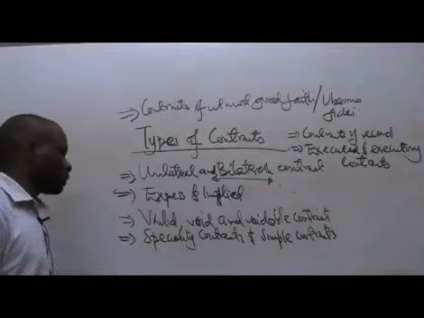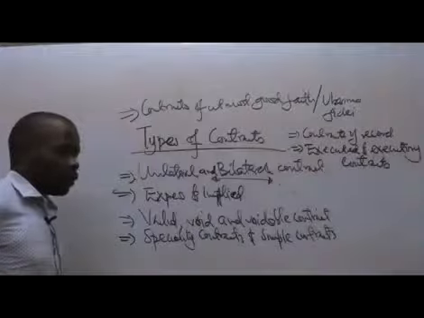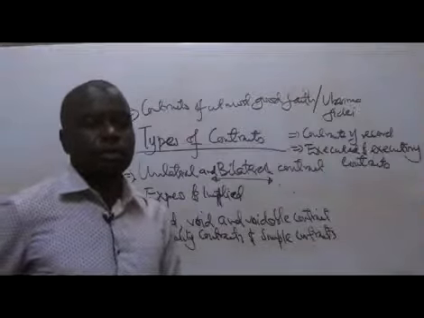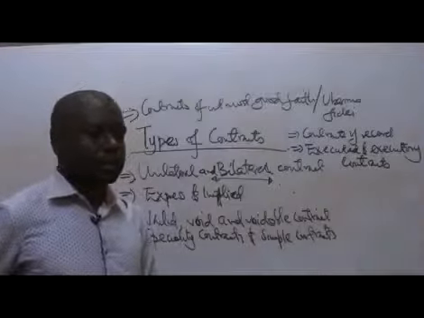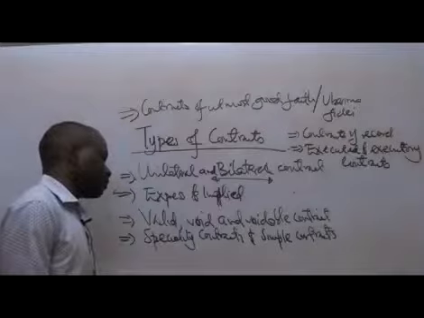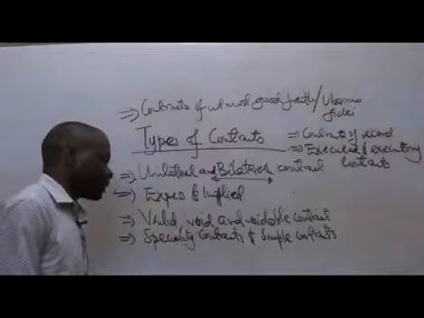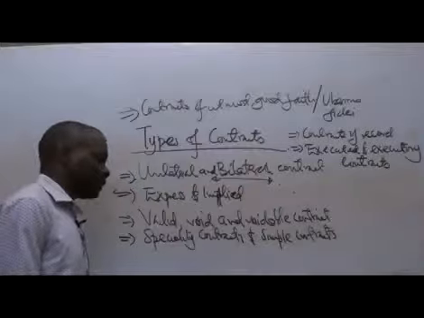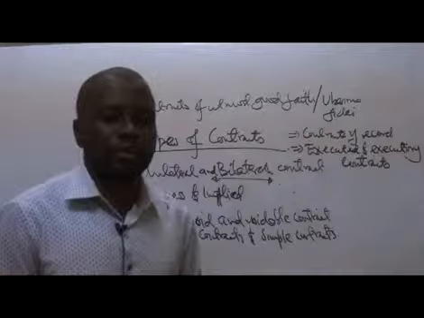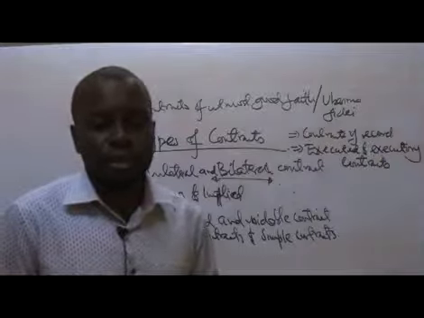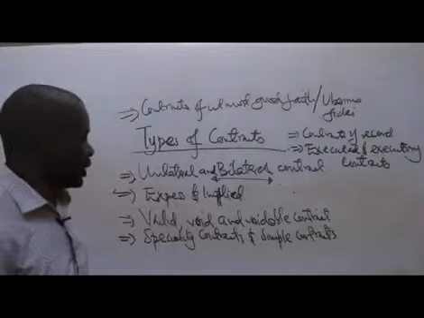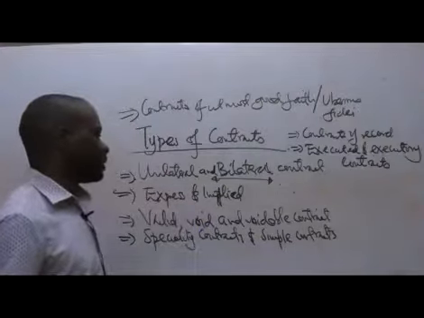So a valid contract is one that meets all the essential elements of a contract. So if all the essential elements of a contract are actually present, such a contract can be termed as being a valid contract. Void is the opposite of valid. It doesn't have the essential elements, or the essential elements are not actually present in such an agreement.